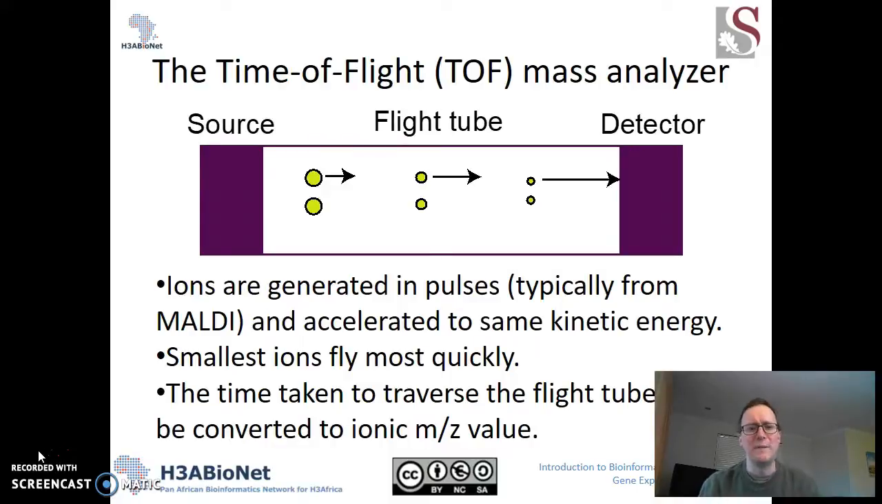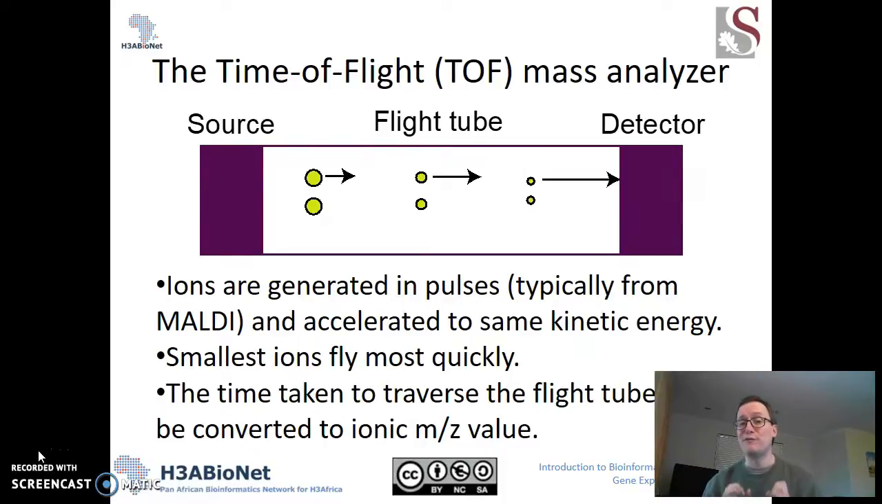Okay, now a mass analyzer is one of the essential components of an instrument. So we need to have ionization to produce ions. We need to have a mass analyzer to selectively stabilize ions. And we need a detector in order to evaluate the amount of a particular ion that we have.